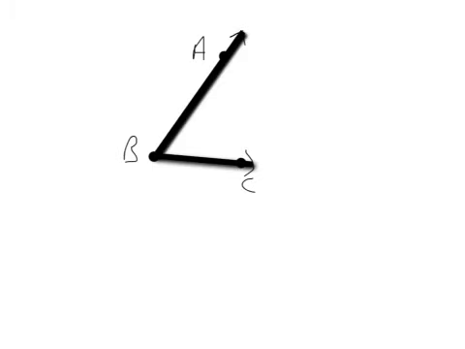The 2 rays that make up this angle would be ray BA, where B is your endpoint and it goes on forever in the direction of A, and then BC, where B is your endpoint and it goes on forever in the direction of C. Since it's made up of 2 rays, that means every angle has at least 3 points on it. When you go to name the angle, there are a couple different ways you can name it.